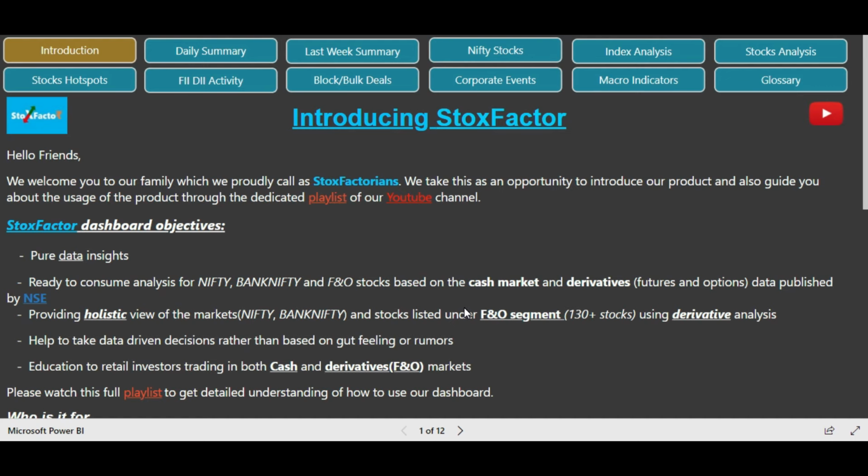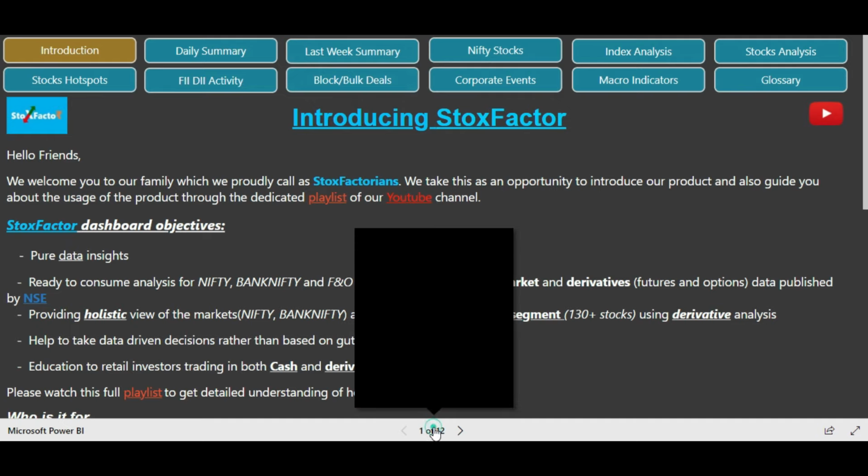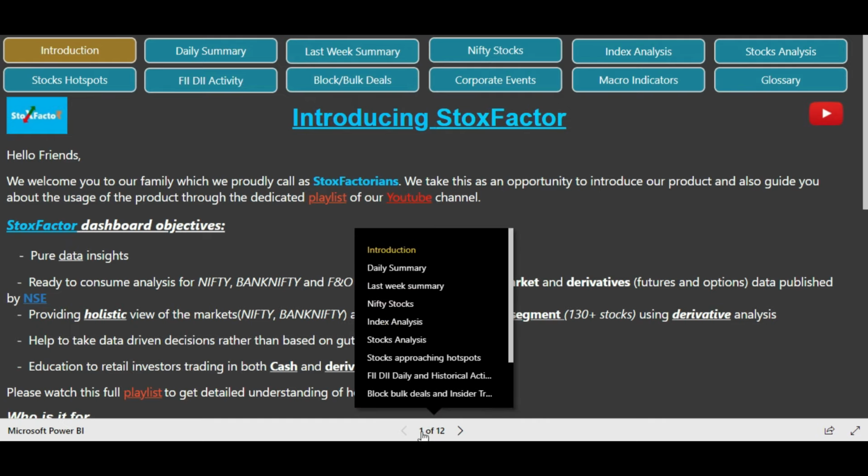So friends, we are on the dashboard now, and as you can see, this is the home page of the dashboard or the introduction page, and we have very recently added the tabs also. Earlier you could go to different pages using the option below, which is to switch between the pages, but now we have also provided the options at the top using the tabs, and it acts as tab behavior, and you can easily switch to the pages of this dashboard using those tabs. So let's quickly switch to the index analysis.